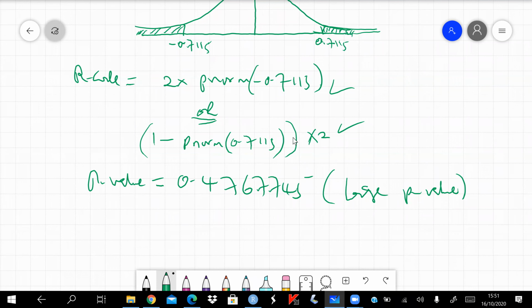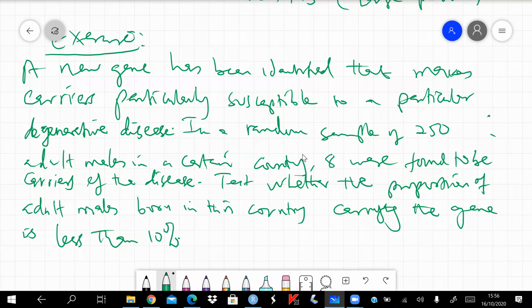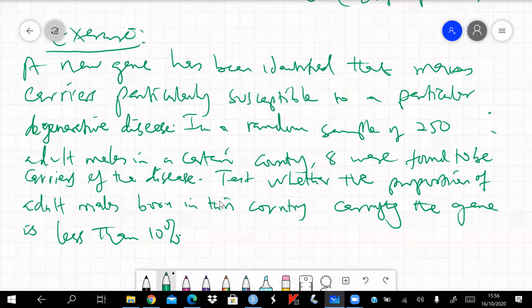So the question is, a new gene has been identified that makes carriers particularly susceptible to a particular degenerative disease. In a random sample of 250 adult males in a certain country, 8 were found to be carriers of the disease. Test whether the proportion of adult males born in this country carrying the gene is less than 10%. So you need to test that hypothesis.